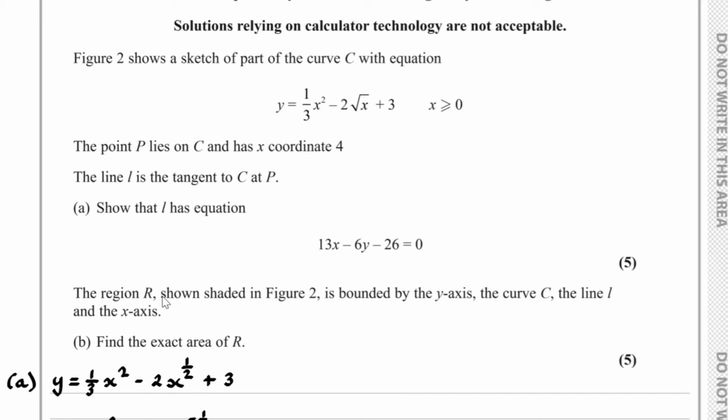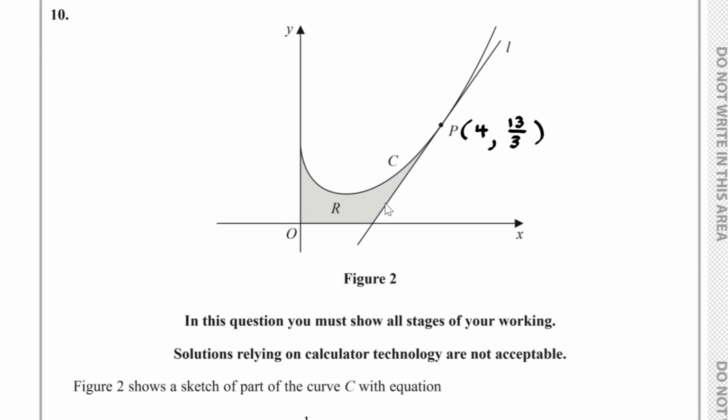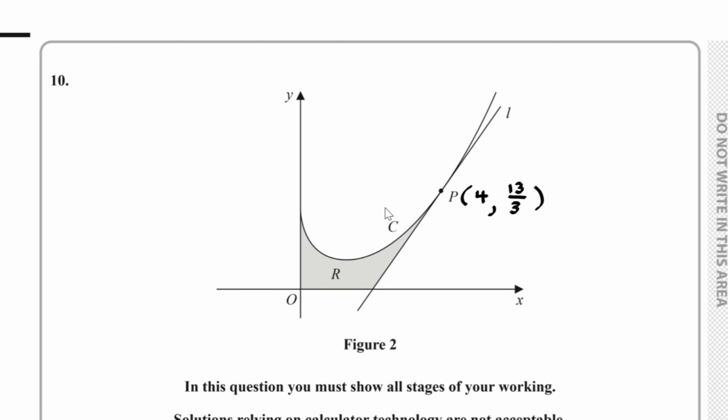For part B of the question, the region R, shown shaded in figure 2, is bounded by the y-axis, the curve C, the line L and the x-axis, and we have to find the exact area of R. What we know so far is that the line L has equation 13x subtract 6y subtract 26 equals 0, and the curve C has equation y equals 1/3 x squared subtract 2 times the square root of x plus 3.